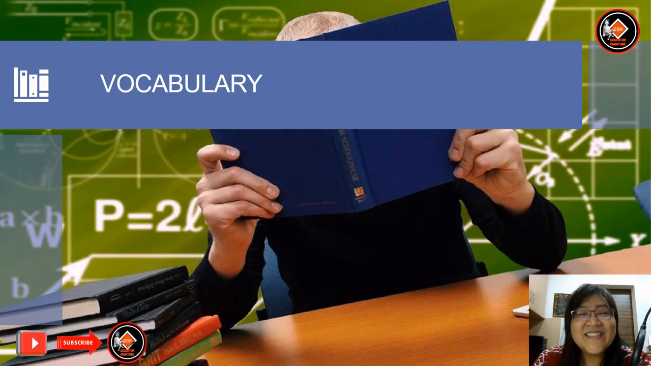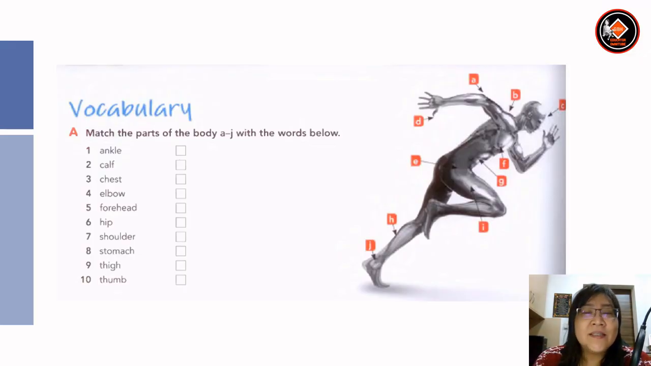Okay, students, now we are going to move on to the next lesson. This is vocabulary. Dear students, lesson number 1 or A. This is to match the parts of the body A to J with the words below. So you have ankle, calf, chest, elbow, forehead, hip, shoulder, stomach, thigh, and also tongue. So you have the labels here A to J.